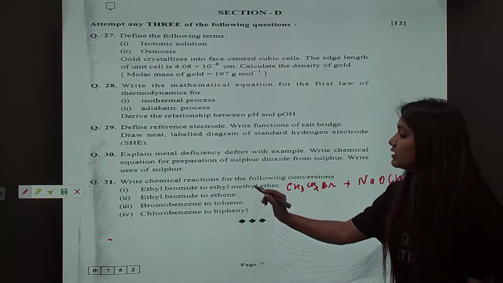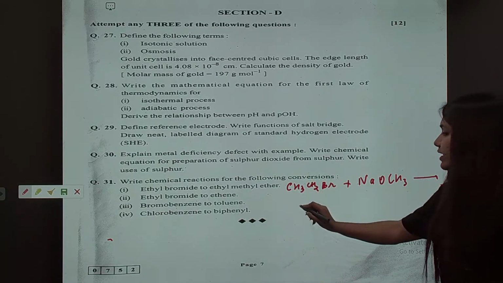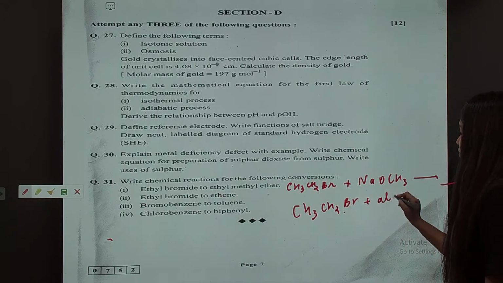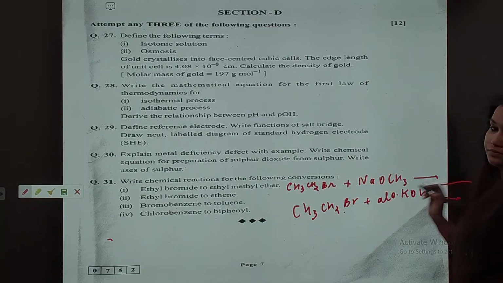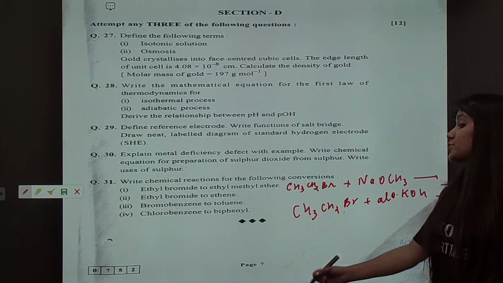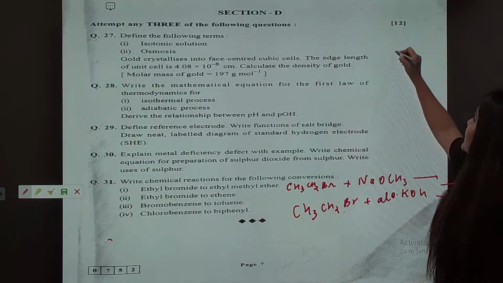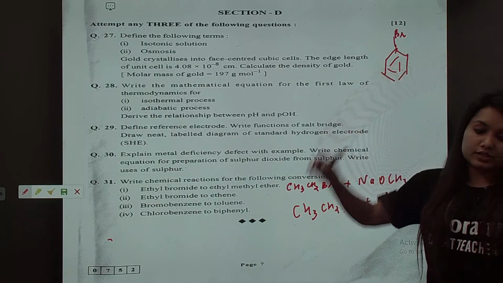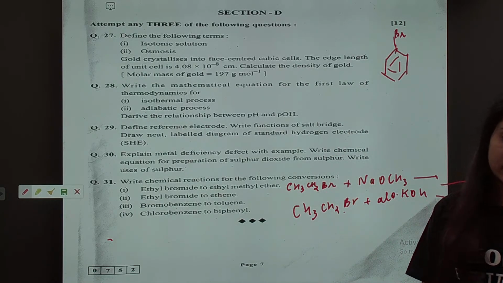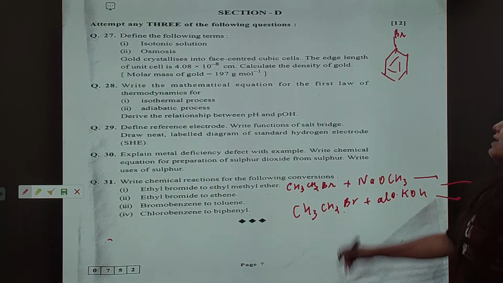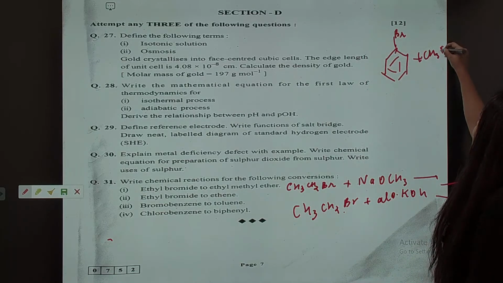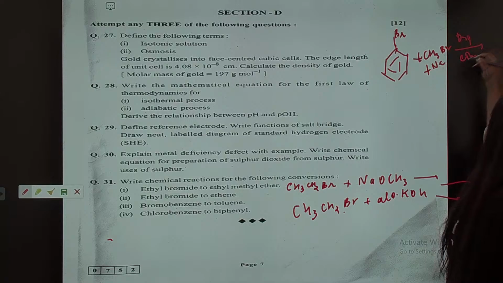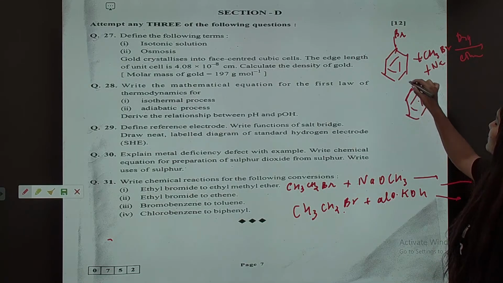Fine. The second part is ethyl bromide to ethene. You will take again CH3CH2Br. Simply add to this alcoholic KOH, which will give you the product. Right? The next one is bromobenzene to toluene. This is your bromobenzene. I need to convert this into toluene. When I say toluene, there has to be a CH3 group. So to this we are going to add CH3Br in the presence of Na and definitely dry ether, which will result in the formation of toluene, everyone.